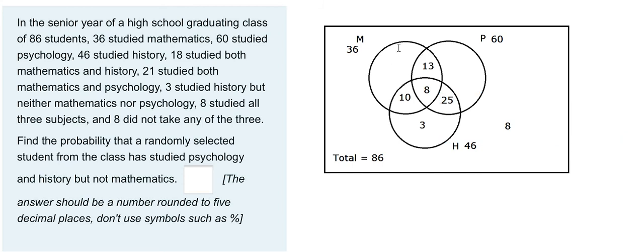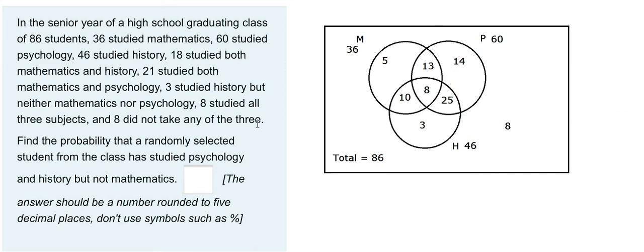Now let's do another circle. We have number 13, number 8, number 10. We want to find this circle in here. So that should be about 36 minus 13 minus number 8 minus number 10. You will get about number 5. Similar for this one. We have number 60 minus number 13 minus number 8 minus number 25. You will get about 14.